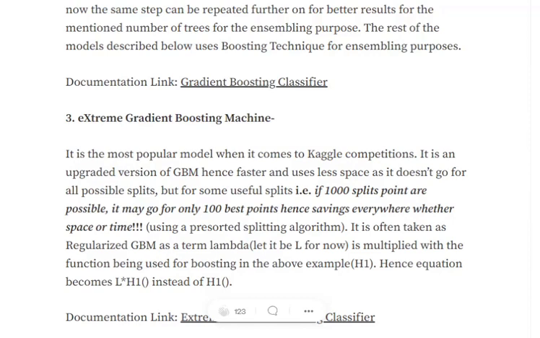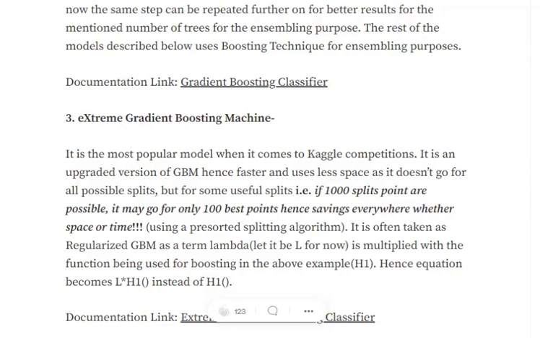XGBoost is also an upgraded version of GBMs only, gradient boosting machines, but it is way faster and uses less space. Basically, the major improvement that has been done is they're trying to figure out the n best possible breakpoints. So in decision trees, you know that we are having splits happening. If thousands of splits are present for a decision tree, they would be considering the 10 or 100 best splits that are possible using an algorithm called the pre-sorted splitting algorithm. I won't be deep diving into that algorithm.